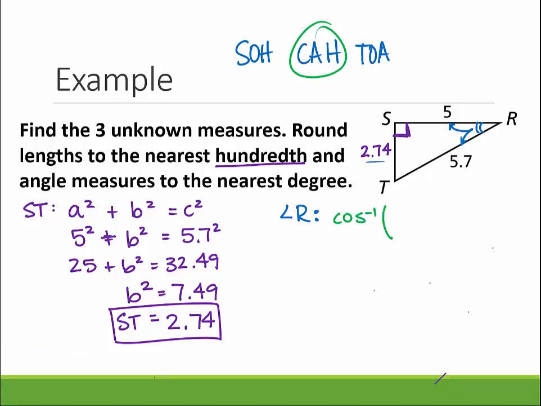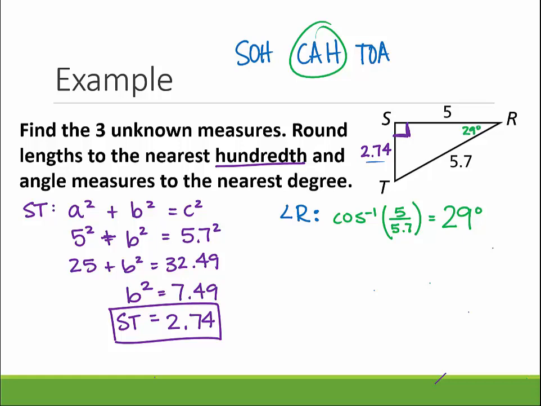And I want my ratio to be this 5 over 5.7, and that's going to tell me the angle measure of R. So you type that into your calculator, the inverse cosine of 5 divided by 5.7, and you end up with, because we're rounding to the nearest degree, about 29 degrees. So that's what this is up here.